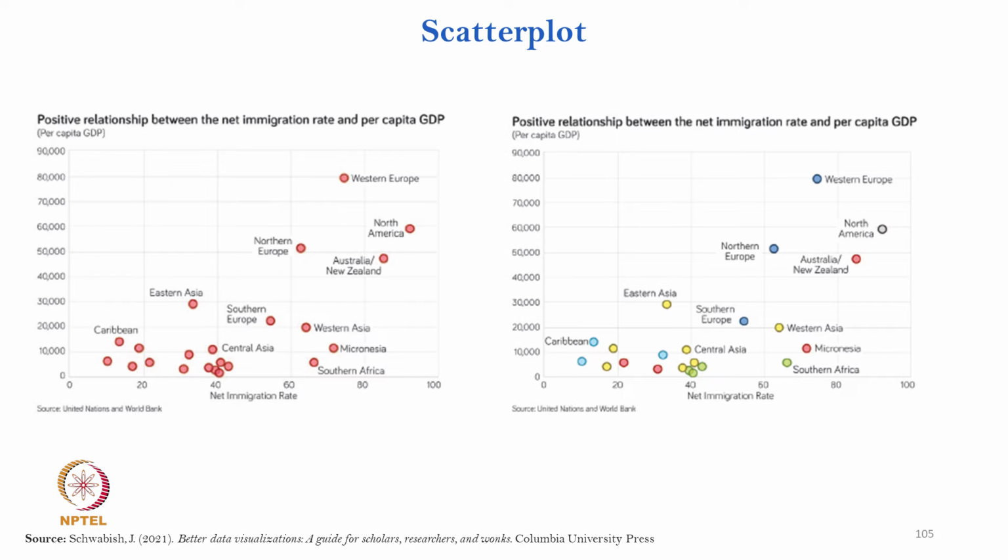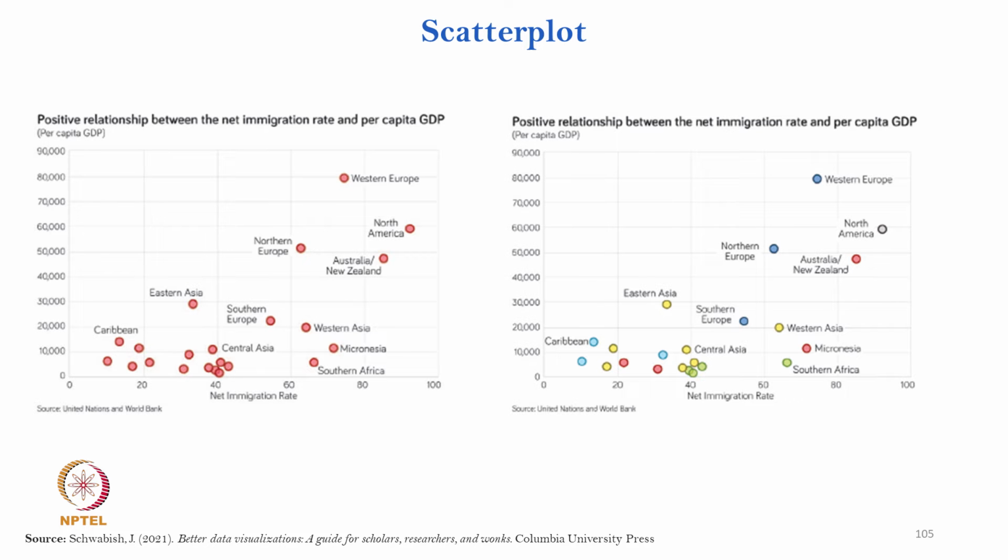As an example, the scatter plot in the image shows the association between net immigration and per capita GDP, using either single color dots or different colors for regions of the world. So you can observe that it shows a positive relationship between the immigration rate and per capita GDP, and also, the other way around, a positive relationship between the net immigration rate and per capita GDP.